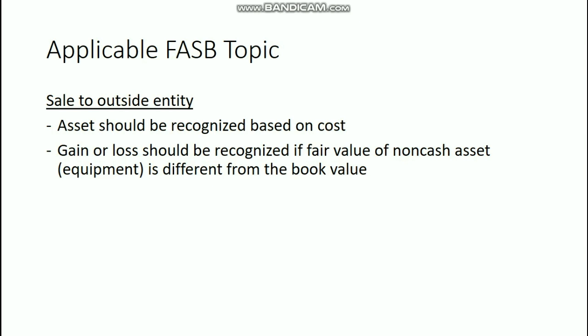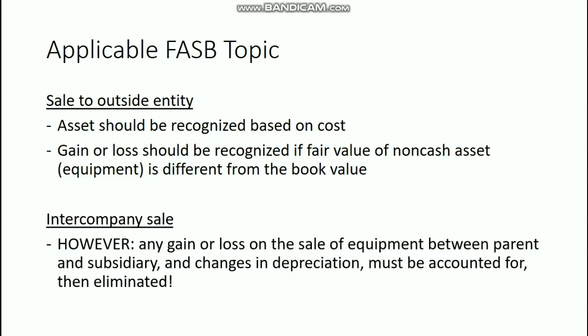So, let's dig into this deeper. With an equipment sale to an outside entity, the asset should be recognized based on cost, and a gain or loss should be recognized if the fair value of the non-cash asset, equipment in what we're looking at, is different from the book value. But in an intercompany sale, any gain or loss on the sale of equipment between parent and subsidiary and changes in depreciation must be accounted for, then eliminated. So let's turn to an example with journal entries.